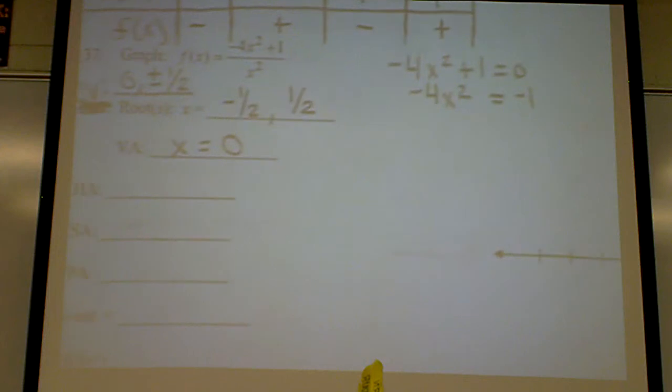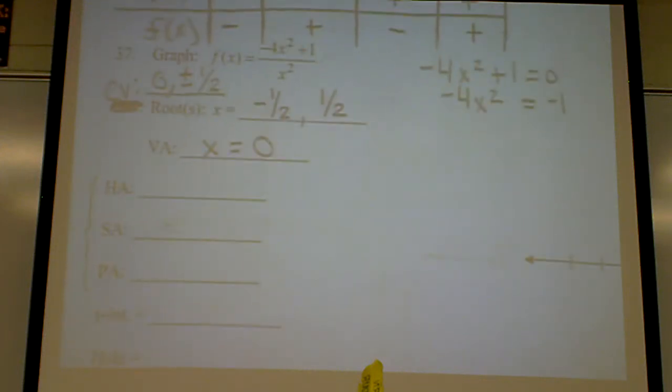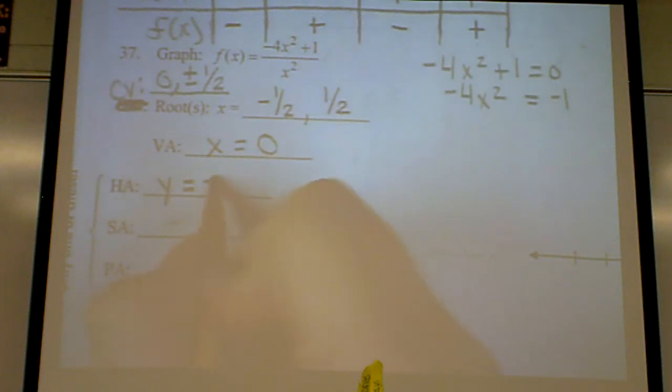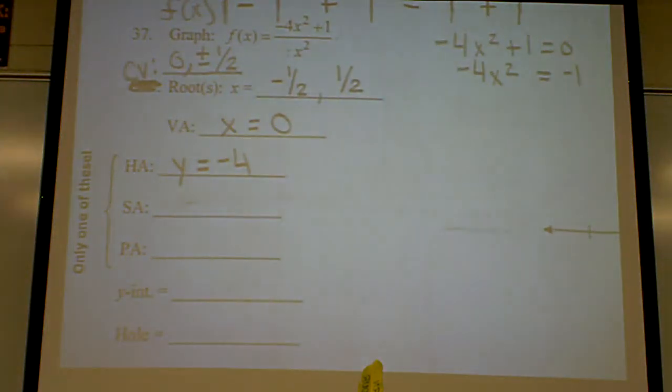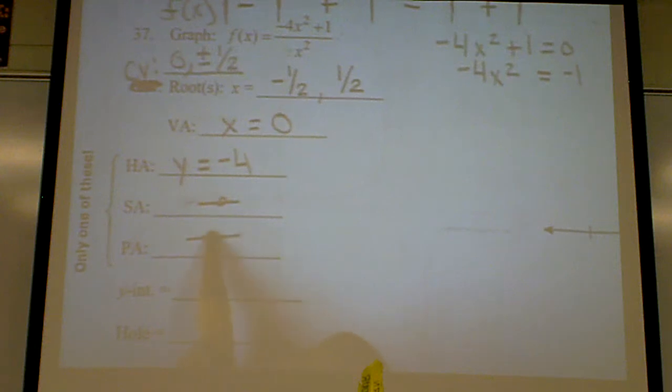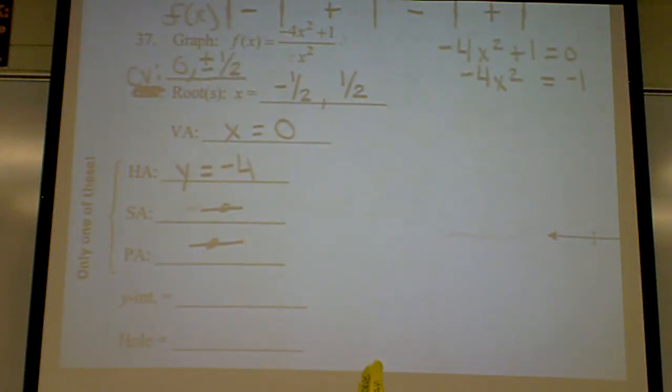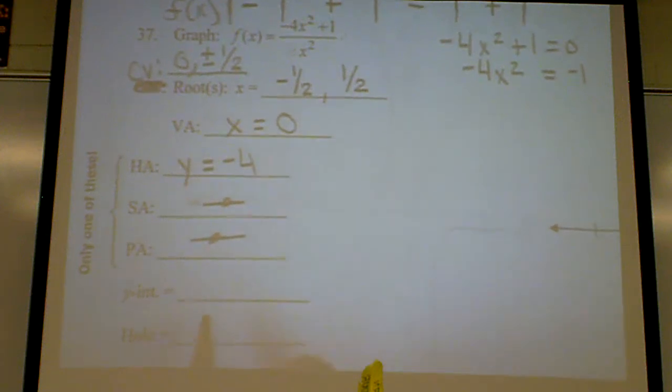So what other type of asymptote do I have? Horizontal. And what would this line be? Y equals negative 4. So we took the leading coefficient divided by the bottom leading coefficient. So negative 4 over 1 is negative 4. My y-intercept, don't have it, because your VA equals 0, so none. You can't be at that line.